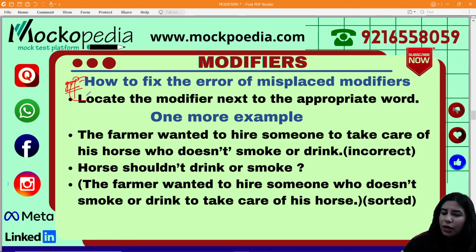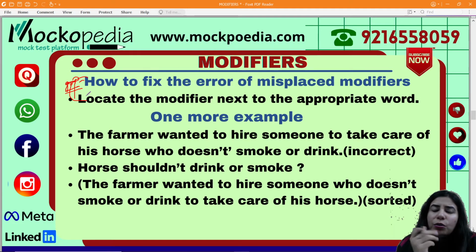Okay, so locate the modifier next to the appropriate word. So what are you going to do? You are going to read the sentence, and you're going to understand what the logical interpretation is, what should be correct, right? Just don't read the sentence and say, yes, that makes sense. See whether the modifier is right next to the word, because it making sense to you doesn't always mean that the placement of the modifier is correct. So locate the word the modifier is tending to explain, and ensure that the placement of the modifier is changed accordingly, so that it is right next to the word it tends to modify.